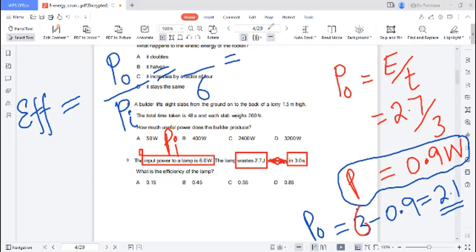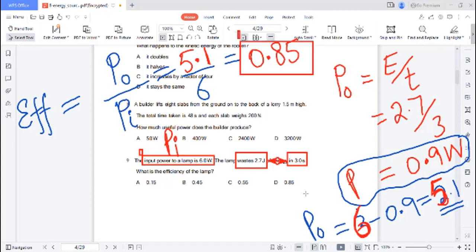Here it is 6. It would become 5.1, 5.1 over 6. 5.1 divided by 6 is 0.85. So efficiency is 0.85 and our answer is this one.